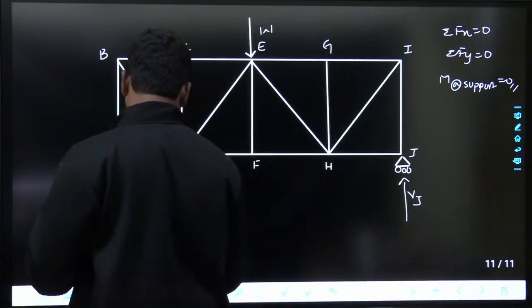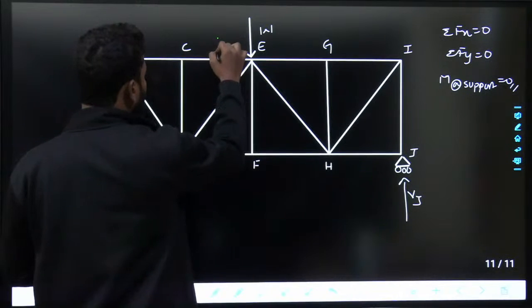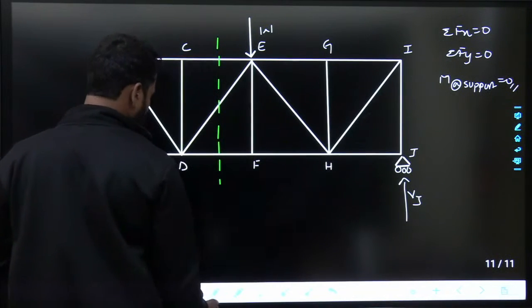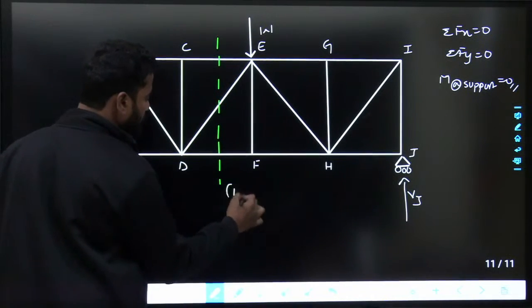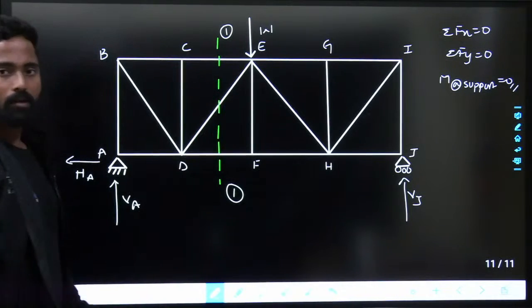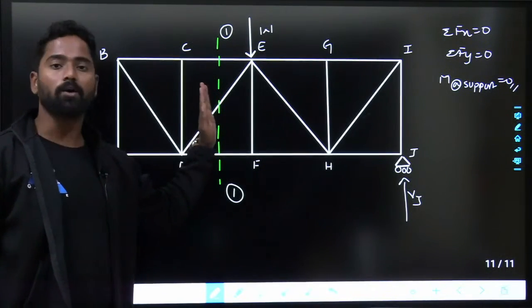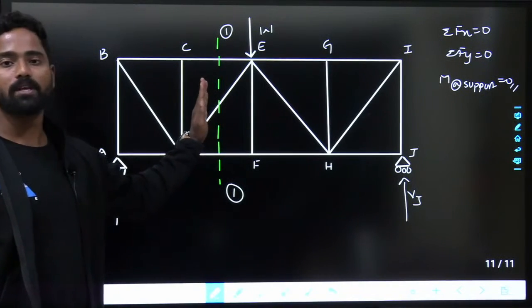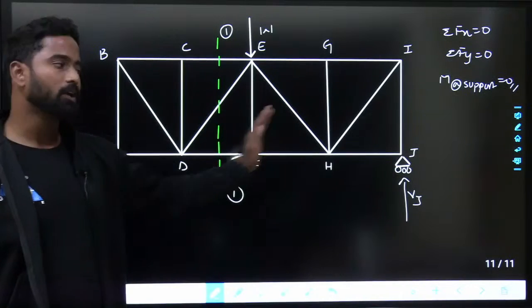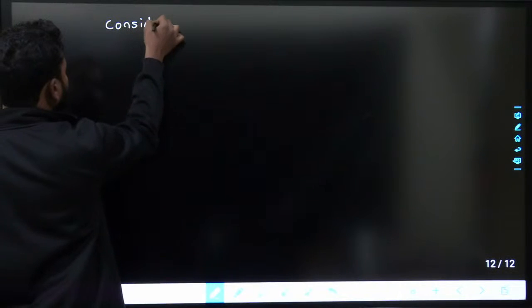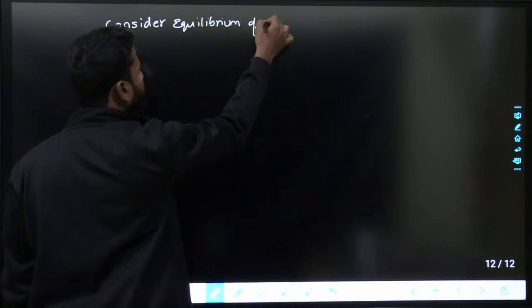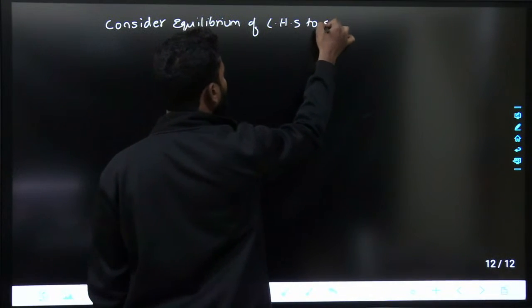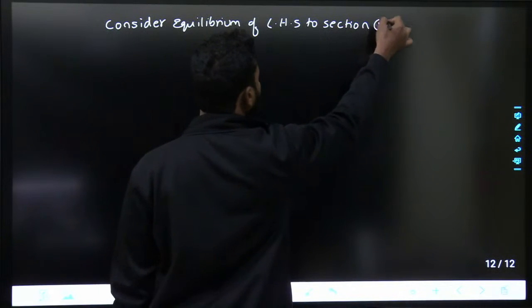Next, let us say they have asked what is the force in member DE. You want to find out force in member DE. Cut the section 1 like this, and consider the equilibrium of the LHS to the section or RHS to the section. If I consider equilibrium of LHS to section 1-1.